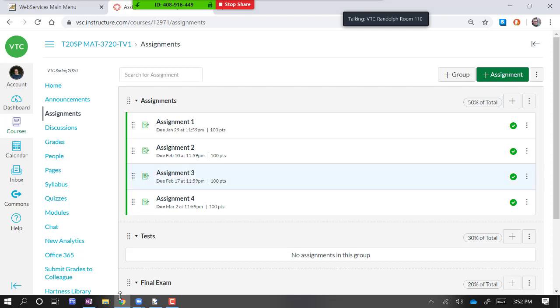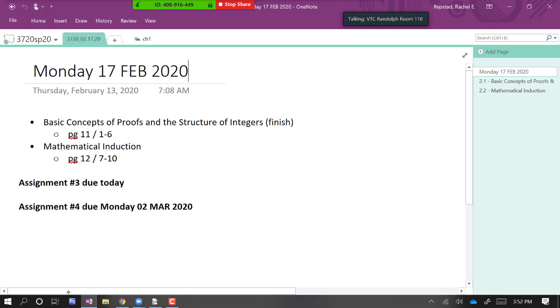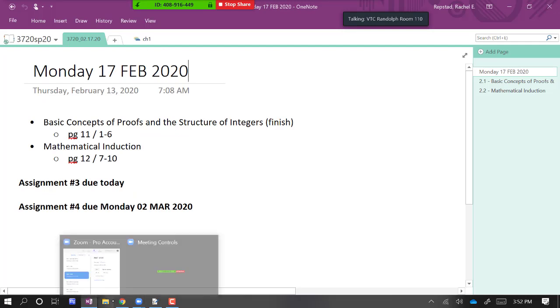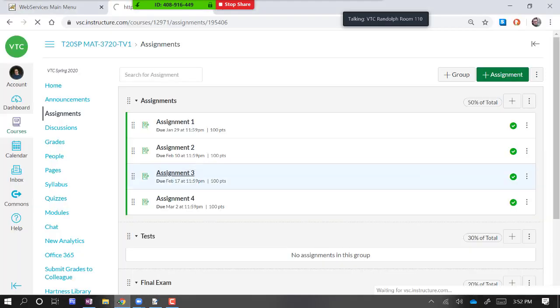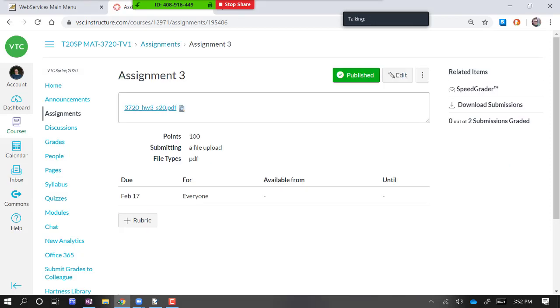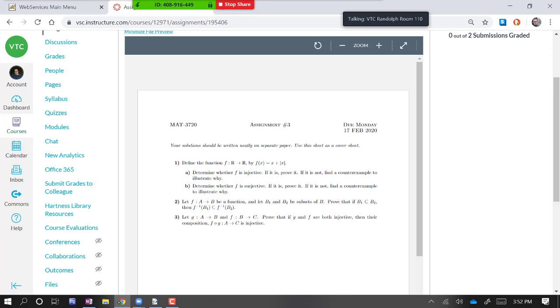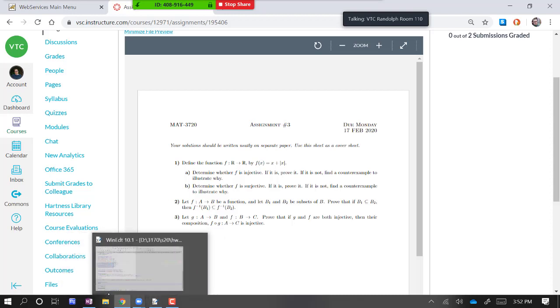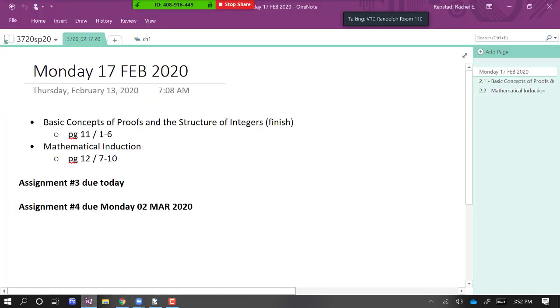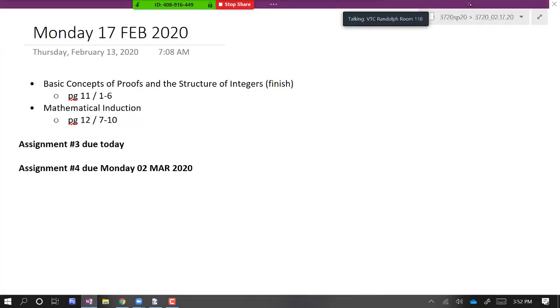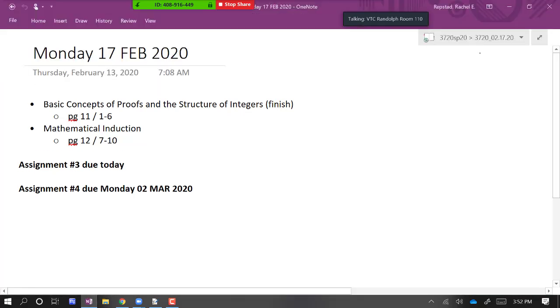Actually, let me address one that I didn't get a chance to answer via email because I was teaching another class. I got an email asking about, I think it was the first question, where they give us a function, and then they say, figure out if it's injective, and if it is, prove it, and if it's not, find a counterexample. And I got an email saying, I know it's injective, but I just can't figure out a way to prove it because the absolute values are tricky.